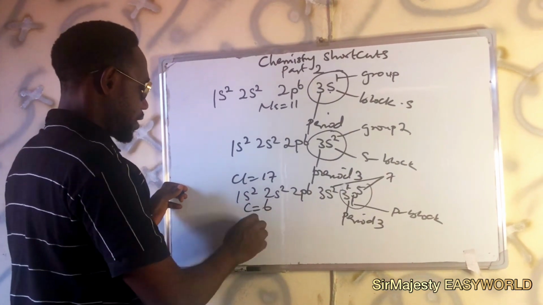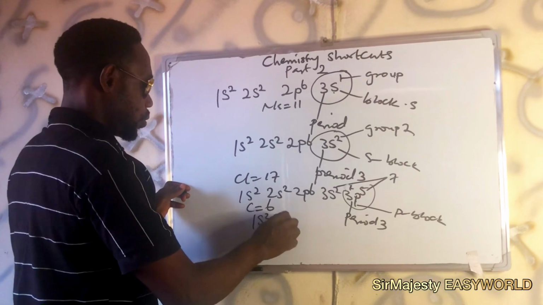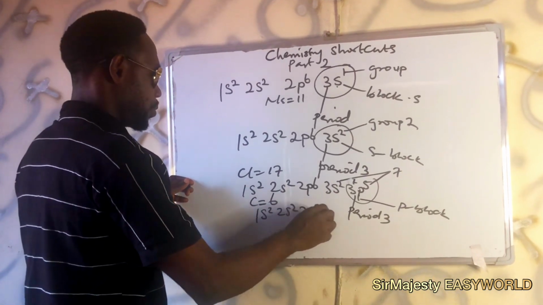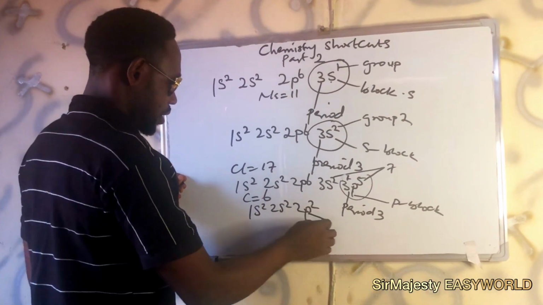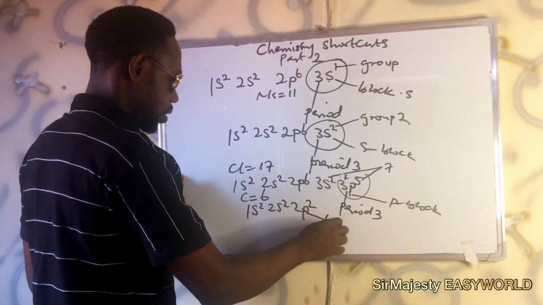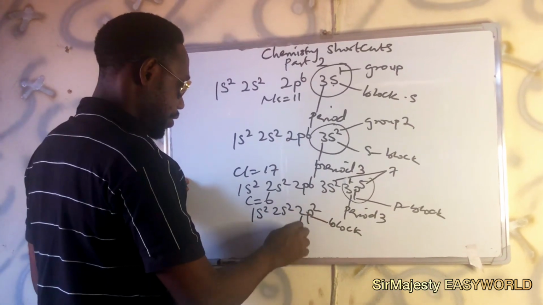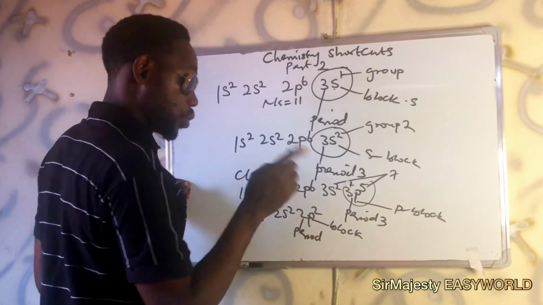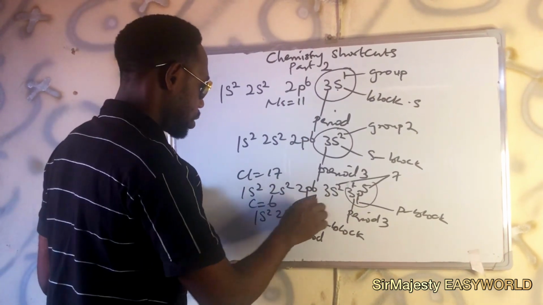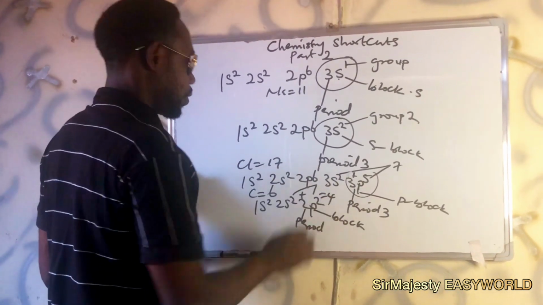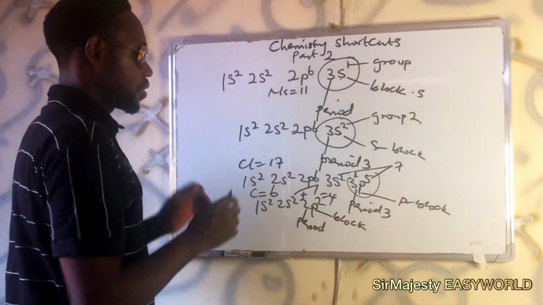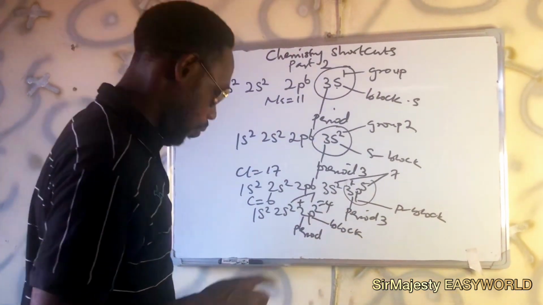Let's assume we want to write carbon, which is 1s2, 2s2, and 2p2. So this is the block, P block, and here is the period. So carbon belongs to period 2 in the periodic table, but group what? 2 plus 2, group 4. So that is how to answer such questions. This is a pure cheat on what we use.